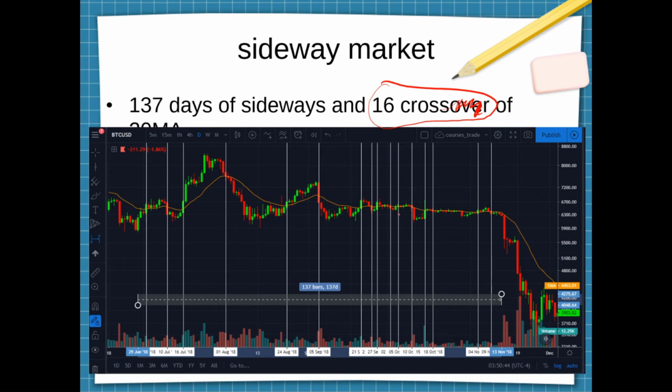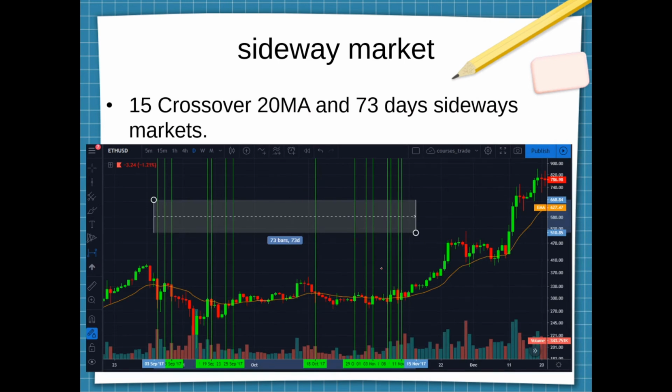There's no real gap, not enough gap here to make money. So you have all these crosses in a sideways, and this sideways movement lasts like 137 days. So it's like half of the year. So you need to understand this and use other indicators to identify those sideways, because this is the weakness of moving averages, and literally every single one of them. It doesn't matter which one.